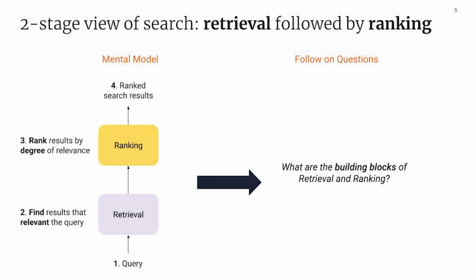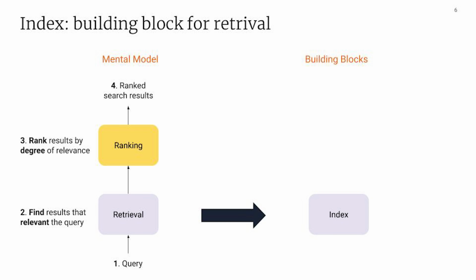And since this is a system design talk, the immediate follow-up question is, what are the building blocks of the ranking and retrieval layer in this search stack? So let's take a look at the first building block. We've heard the word index a lot today. We introduced the vector index. Khwaja introduced it today in the morning. And the index is kind of the powerhouse for driving retrieval in search.